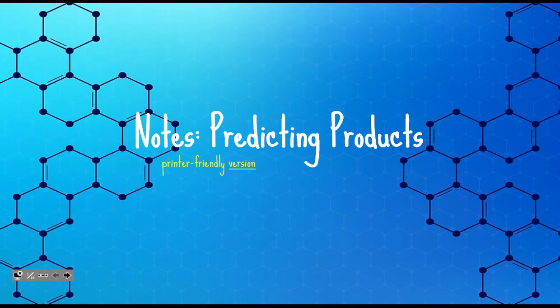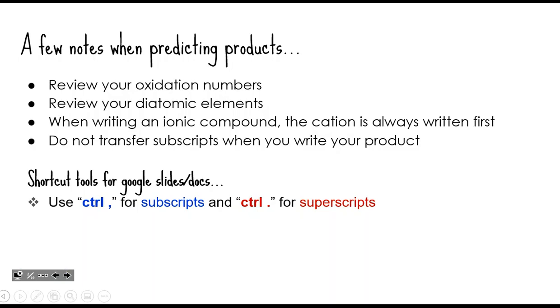Alrighty, predicting products. Couple of things to note. Like I said, you might want to have up your word equations PowerPoint, or just have up your polyatomics, your periodic table, the ones with the ions, because you need to be able to label the oxidation numbers. You need to be able to know your diatomics.